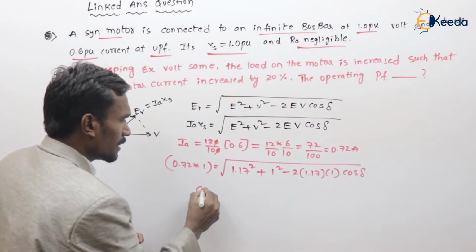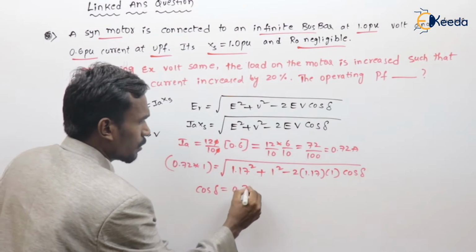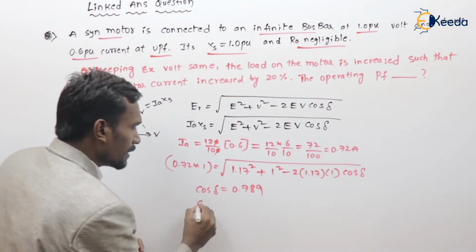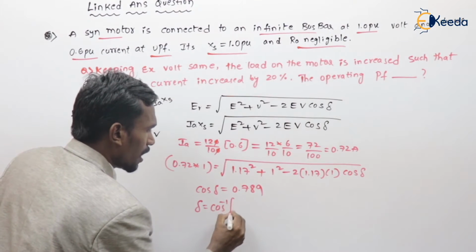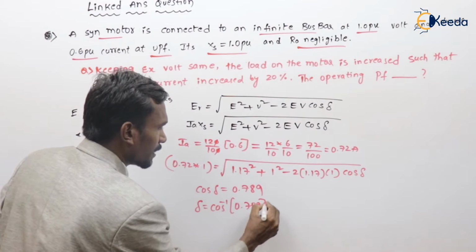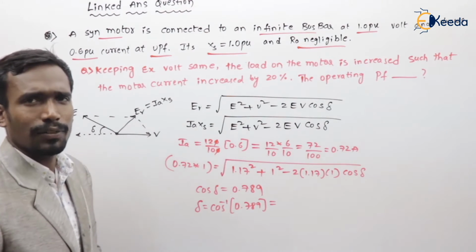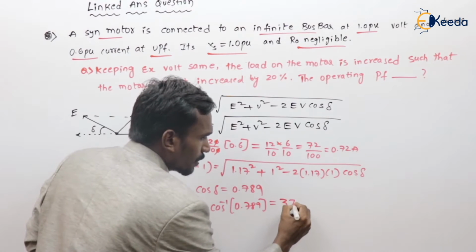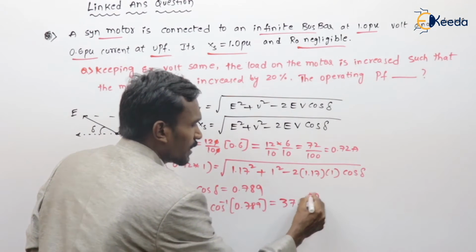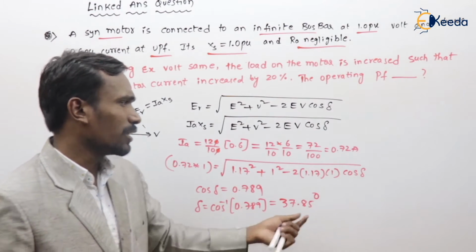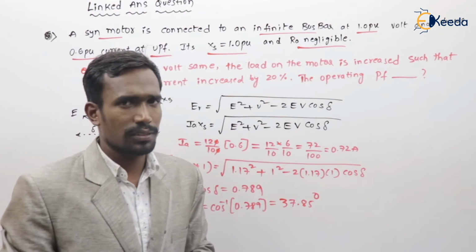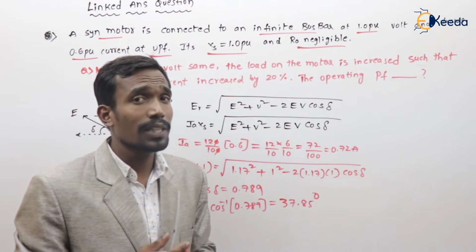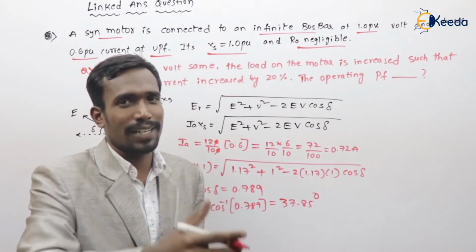If you calculate from this, cos delta is equal to 0.789. What about delta? Delta is equal to cos inverse of 0.789, which is 37.85 degrees. The delta value is 37.85 degrees. I got delta, but actually I want the power factor.